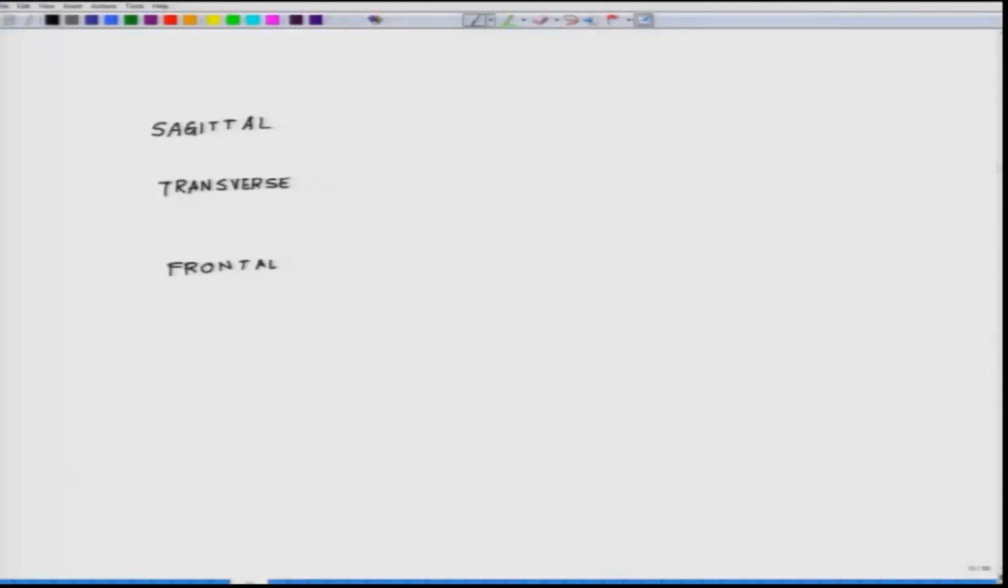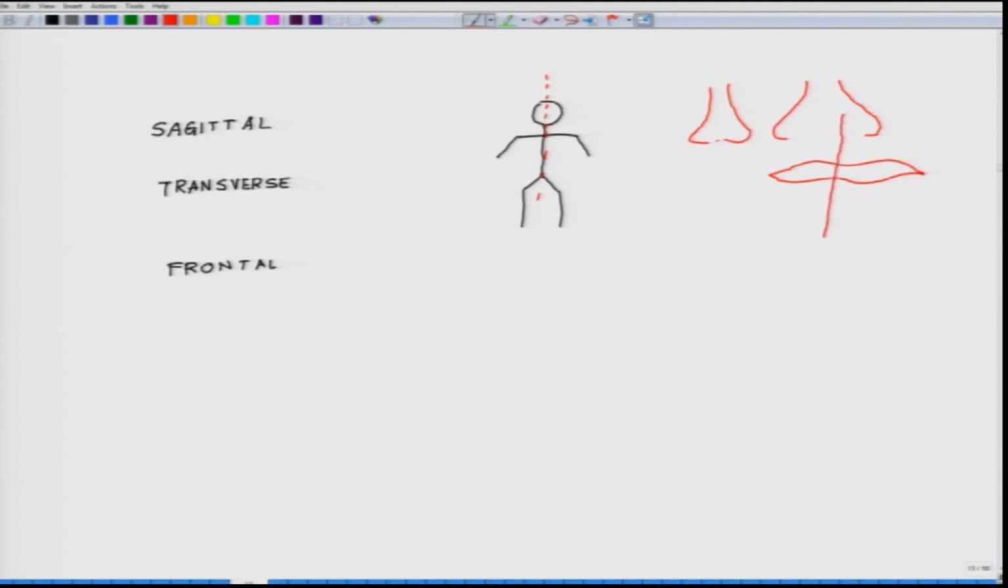So to draw it, it will be something like this, where you are cutting the body like this. This is your nose in a sagittal section, part of the nose on this side, part of the nose on this side. If this is your lips, it will be cut like this. So this is called a sagittal plane.